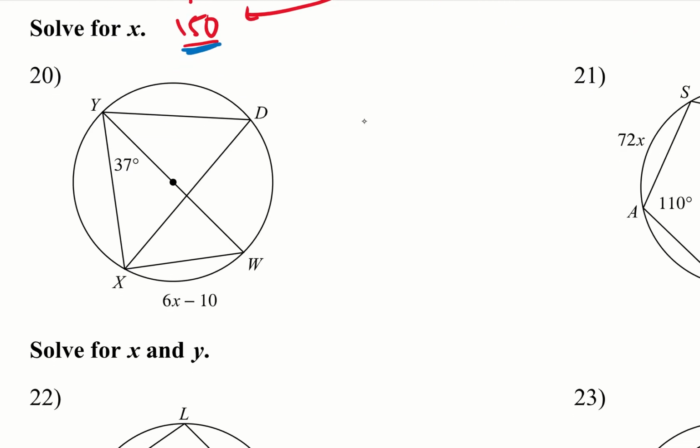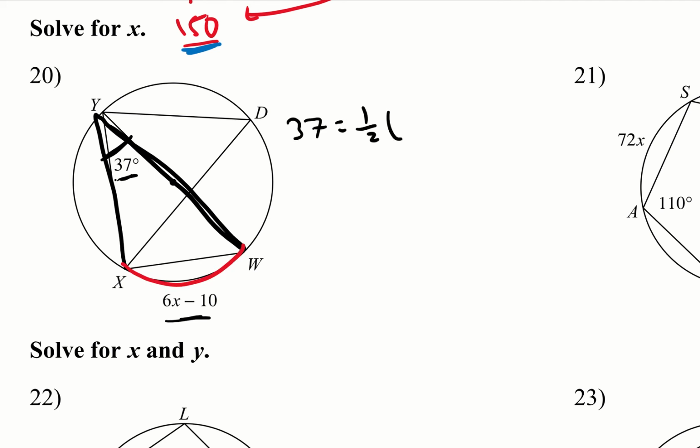All right, solve for x here, same deal. Well, actually, we're going to use inscribed angles here. So we know that this angle is 37. It's an inscribed angle. And so remember that the inscribed angle is always half of its intercepted arc. Okay, so that 37 is half of its intercepted arc.